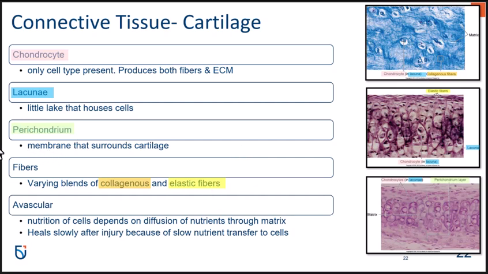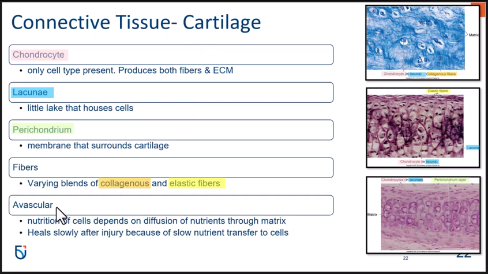Perichondrium. Peri means around, chondro refers to cartilage, so this is going to be a structure around the cartilage, so it surrounds the cartilage. The fibers that are present in cartilage are a blend of collagenous and elastic, and the ratio is going to depend on the type of cartilage that we're talking about, which we'll see on the next slide.